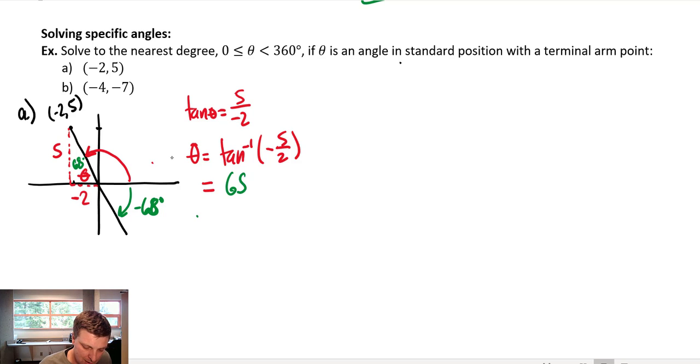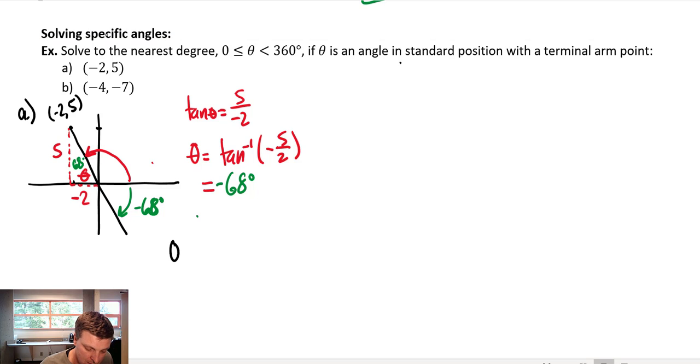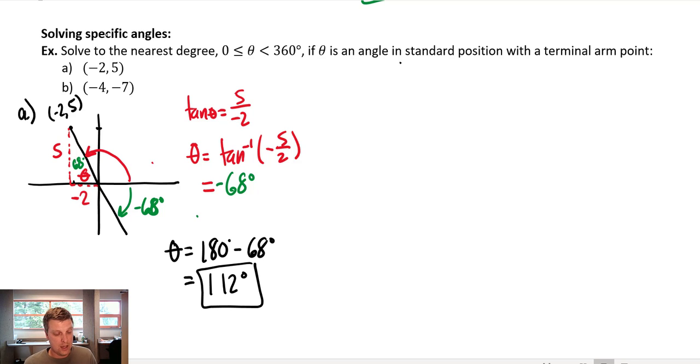Right? So that angle there gave me negative 68. So to find this total angle starting from 0 and rotating around, I could just say that theta is going to equal 180 minus 68, and so this would be 112 degrees. Okay, that is it for solving trigonometric equations.